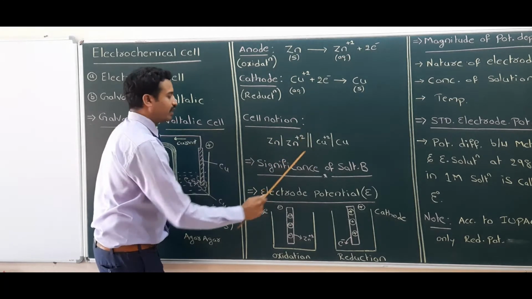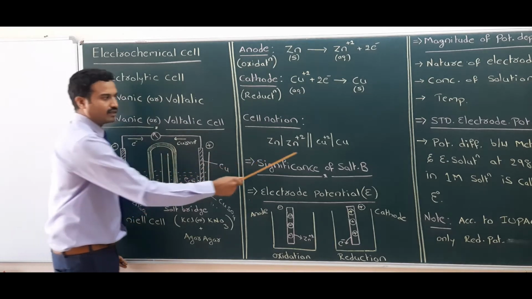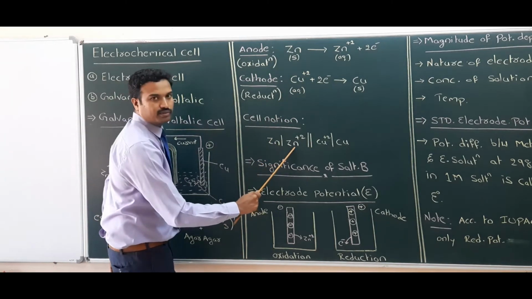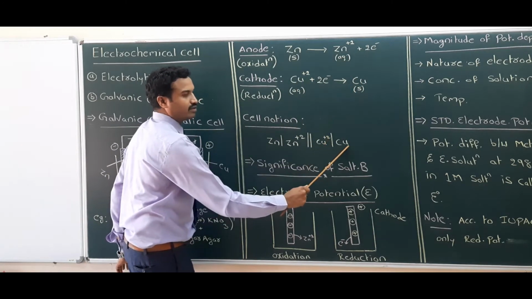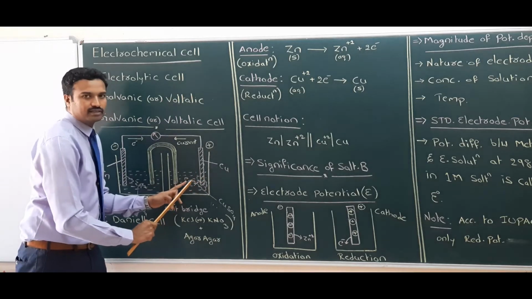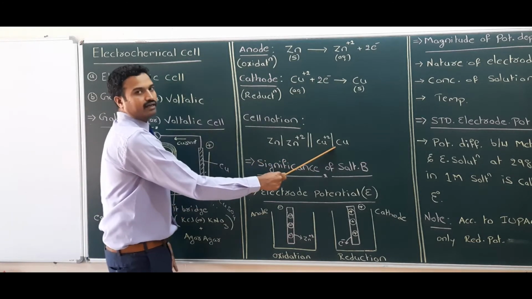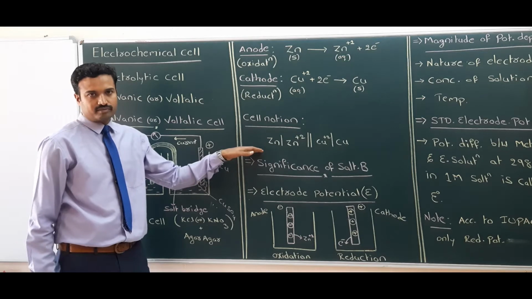Next, double vertical line represents the salt bridge. Again, here Zn is converted into Zn+2, and Cu+2 is converted into Cu. Single vertical line: Cu+2 is converted into Cu. This is the solution, this is the solid substance, differentiated by a single vertical line. Solution to solid. This is about cell notation.